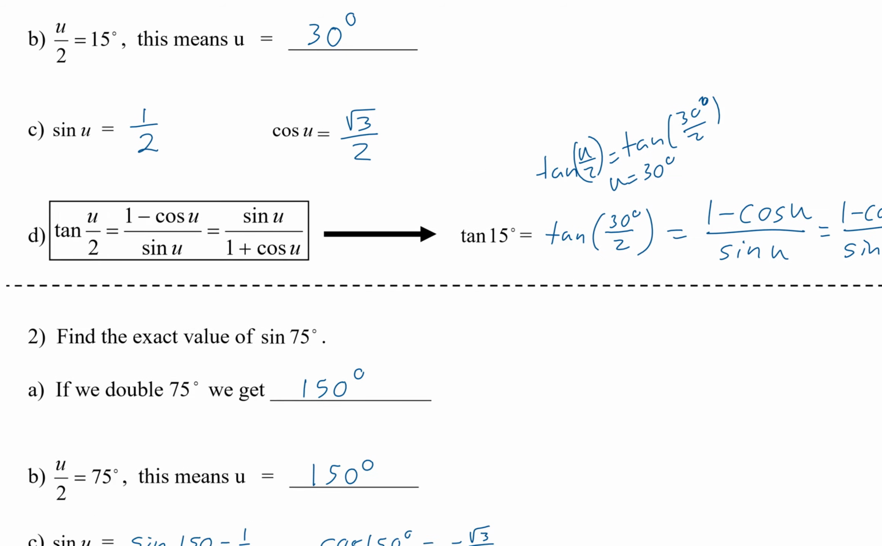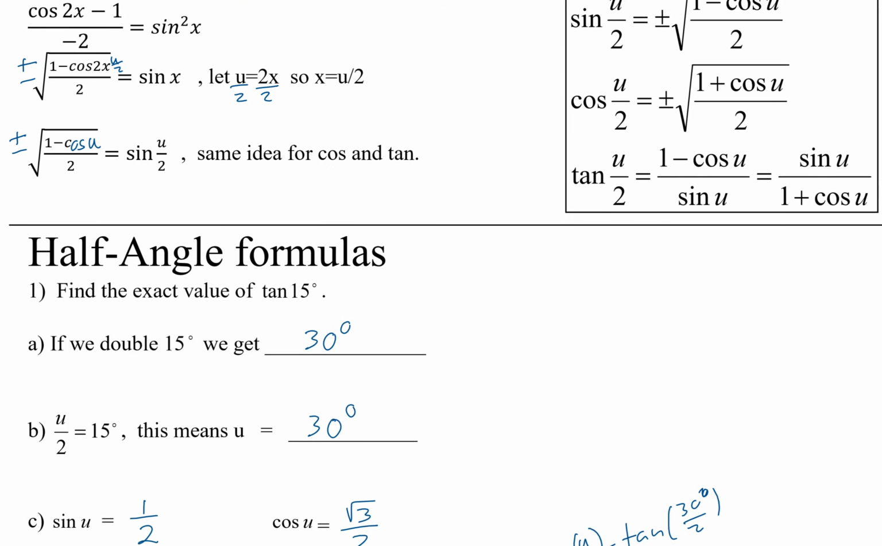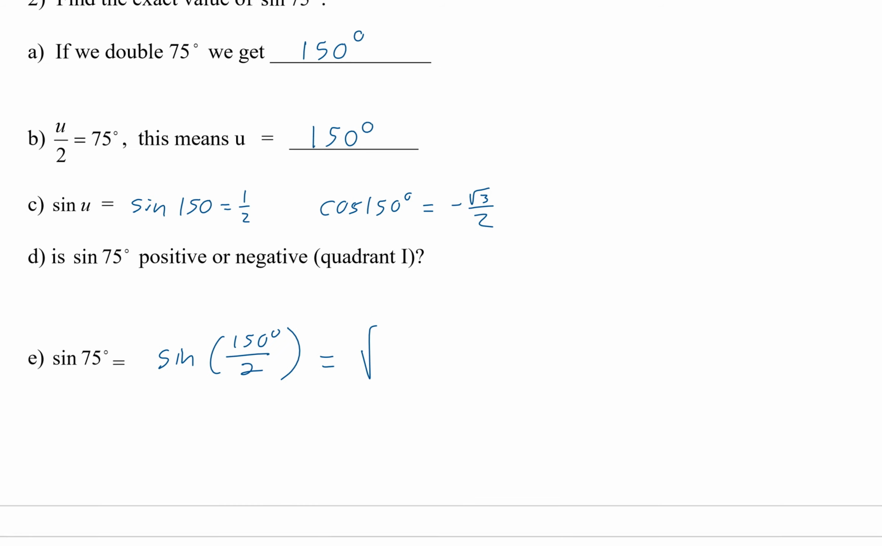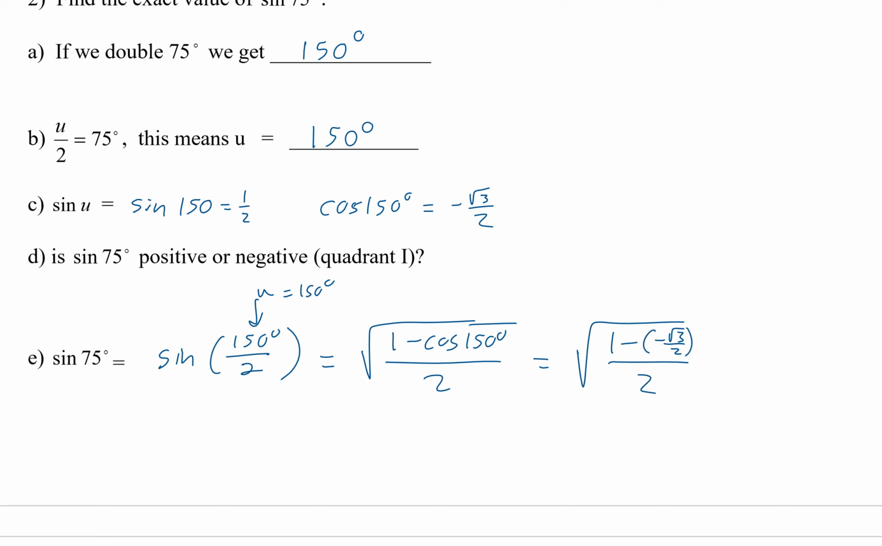So we come back up here to our half angle. Sine is equal to the square root of 1 minus cosine u over 2. So the square root of 1 minus cosine of 150 over 2. Remember, this is our u here. U equals 150 degrees. Cosine of 150 is negative rad 3 over 2, over 2. Plus now, and we use our little trick inside again, but we do this just inside.